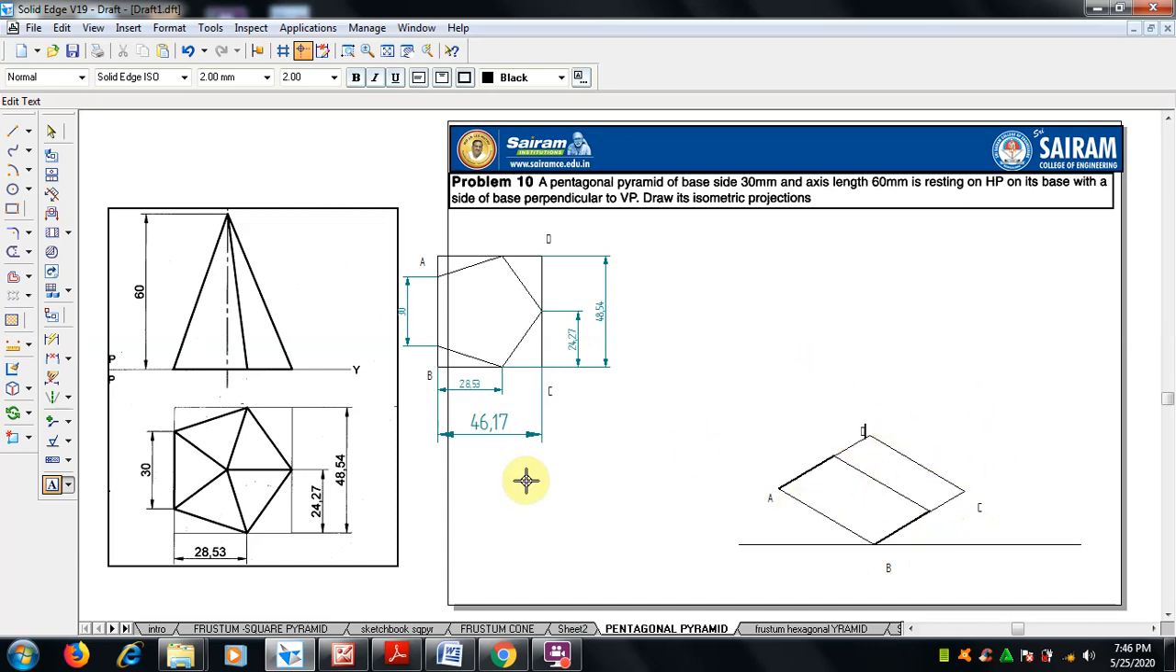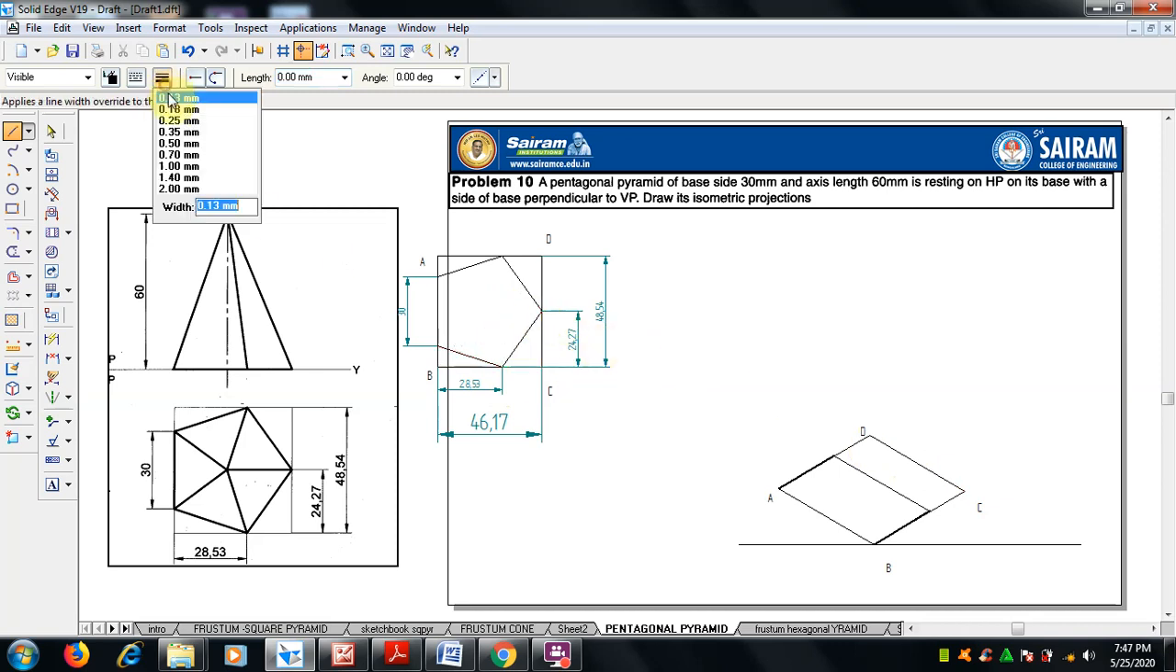ABCD I have done. So here CD in the midpoint, here 24.27 it comes. So draw a line from this point to this point. So first let me identify that 24.27 from the corner C. Draw 24.27 at an angle 150. So now here it is there.